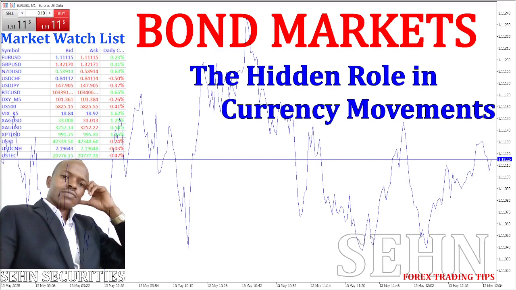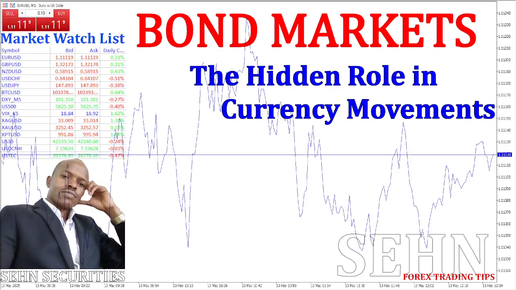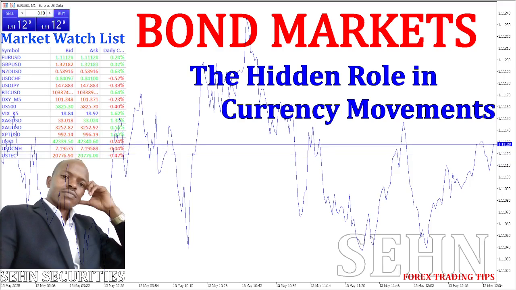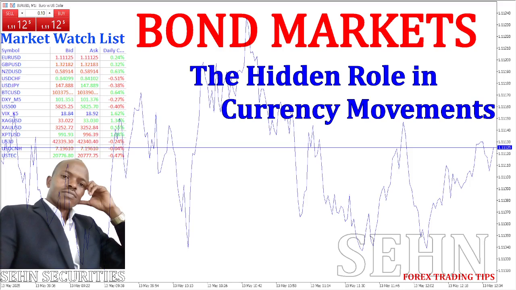Look for confirmation. If euro to US dollar is approaching resistance at the same time German bond yields are falling and US yields are rising, a short position might make sense, supported by both fundamentals and technicals. In conclusion, the bond market isn't just background noise for Forex traders. It's one of the most informative and predictive signals out there.